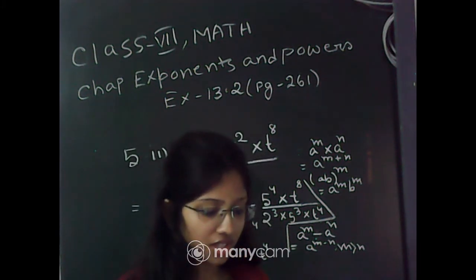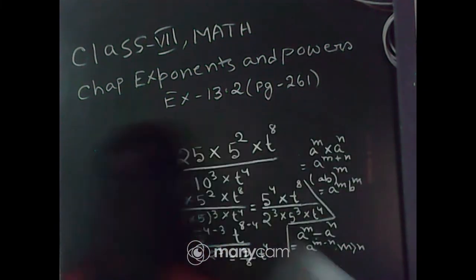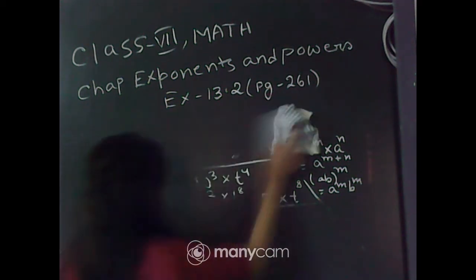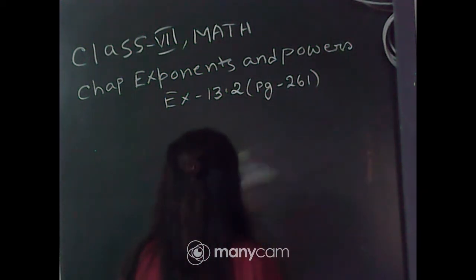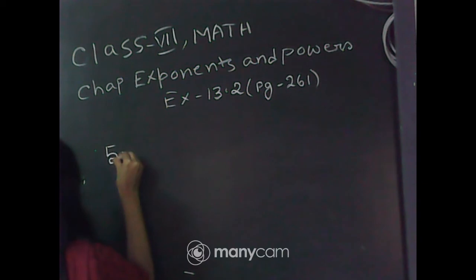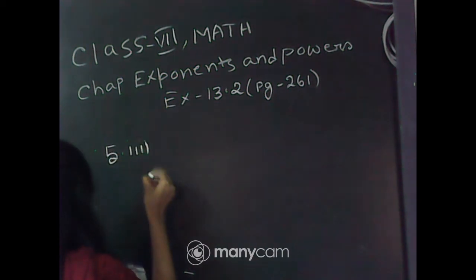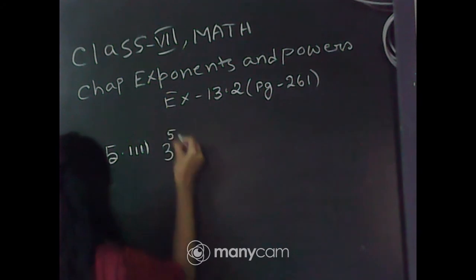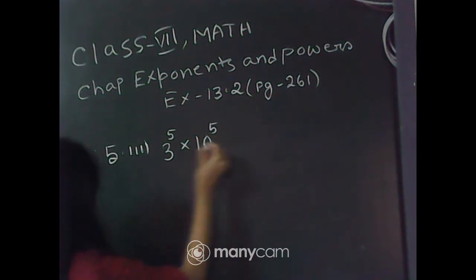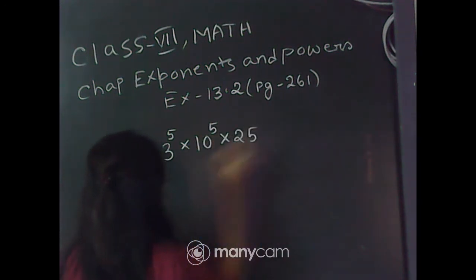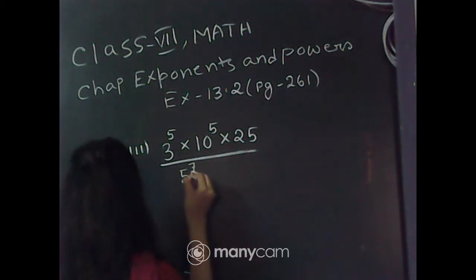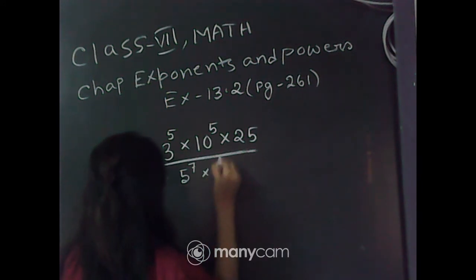Next, question number 3. Question number 3 of 5. Here the given math is 3 to the power 5 into 10 to the power 5 into 25 divided by 5 to the power 7 into 6 to the power 5.